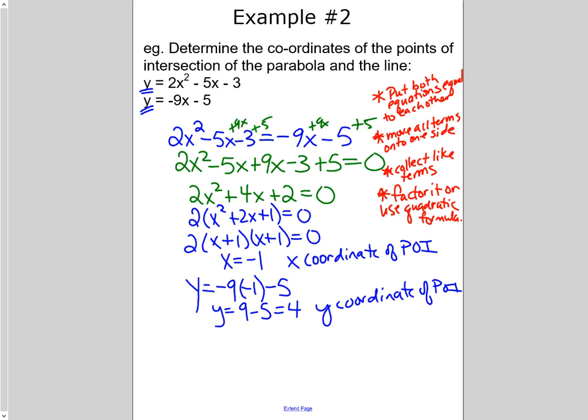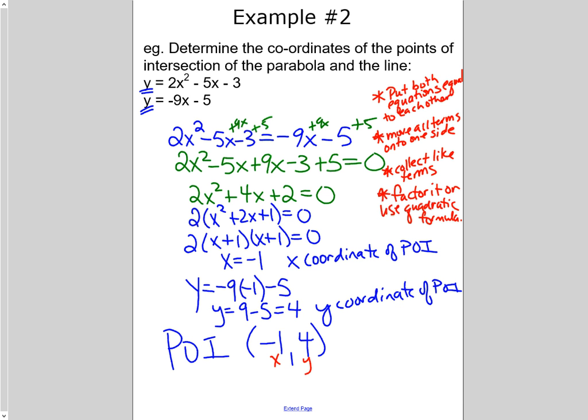Of the point of intersection, which means now I have my point of intersection, which is at (-1, 4). Now you can always do a check to make sure that this is your point of intersection. You could put this as an x and this as a y into both of your equations, and you should get the same value on the left side and right side. So you can always do a check.